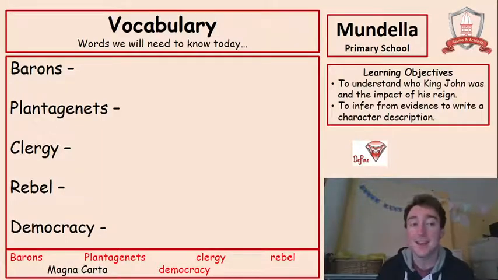So barons, those were rich people who owned land. Plantagenets, they were the royal house that King Richard and King John belonged to. The clergy are holy people, okay, who are religious, like the church, and they're all part of the clergy. A rebel is someone who goes against everything. They're against the law. And a democracy is a place where you can vote for your leader and have a free say, and people in the country aren't put upon unnecessarily or asked to do things that they shouldn't be. Right, let's have a look at the definitions.